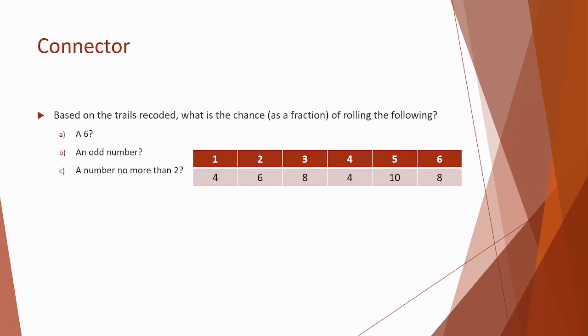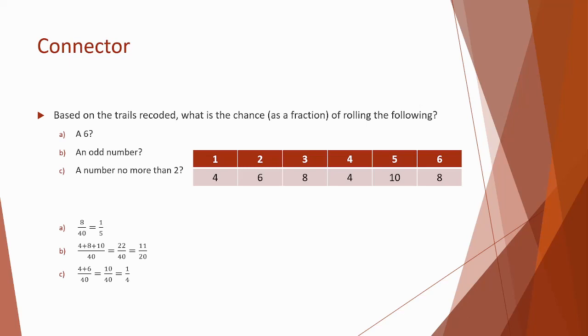I've rolled a dice several times and I've recorded what has rolled. Based on these trials, what's the chance of rolling a 6, an odd number, and a number no more than 2? So in rolling a 6, we just look at the number of times I got a 6, and that was 8 out of 40, and I can simplify that to 1/5.